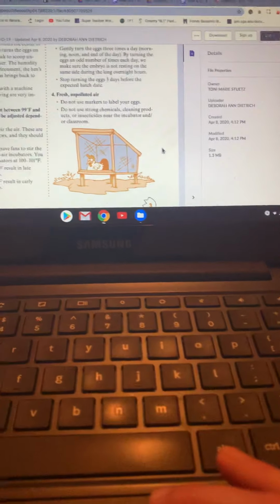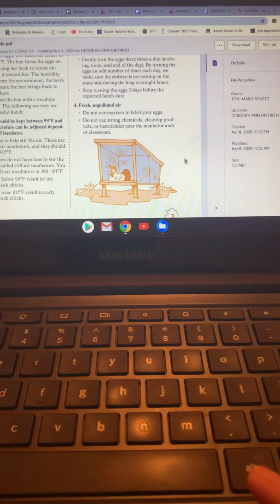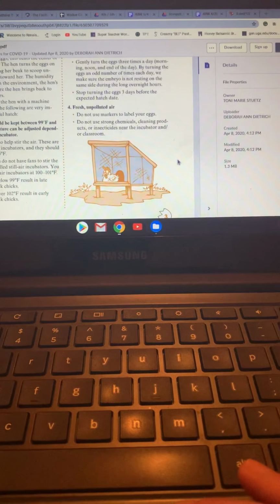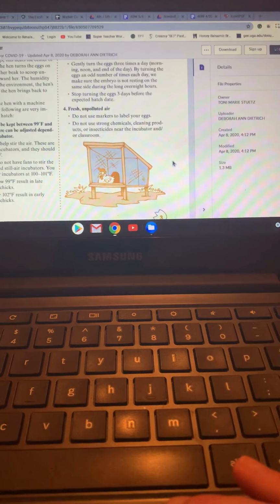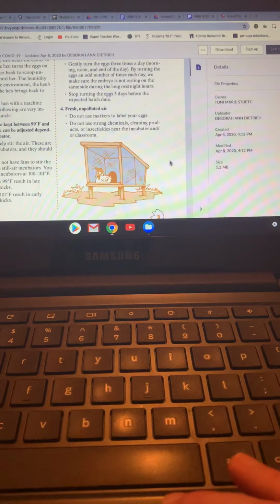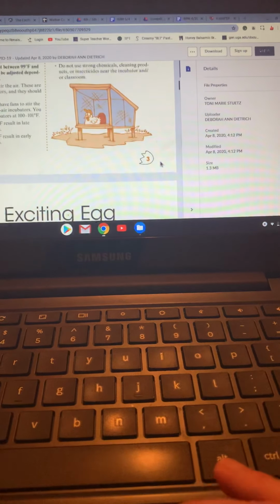Number 4, fresh unpolluted air. Do not use markers to label your eggs. Do not use strong chemicals, cleaning products, or insecticides near the incubator and/or the classroom.